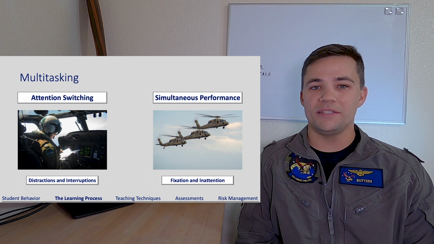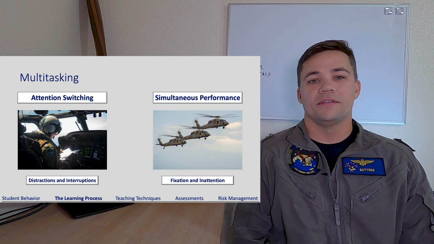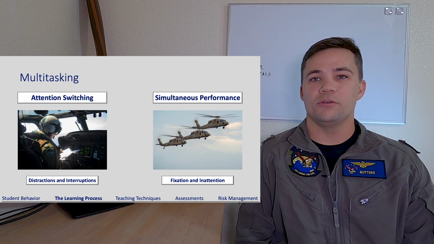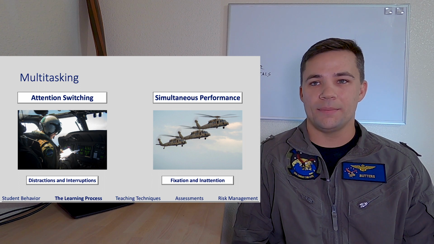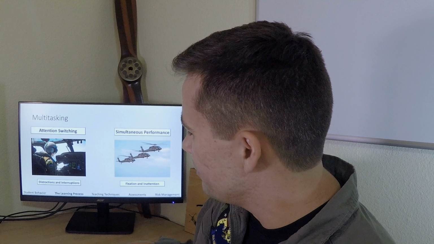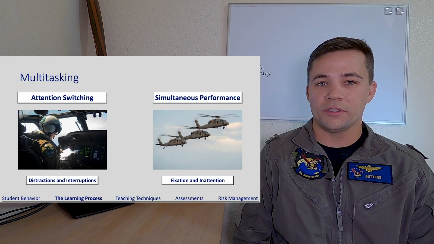When you are multitasking, or you think you're multitasking, or your student thinks they're multitasking, likely they're doing one of two types of behaviors that we associate with multitasking. One is attention switching, and the other is simultaneous performance. On the left here, we've got a picture of our student. They're running a checklist. They're in the aircraft. They're maybe getting set up for some type of maneuver, and they're working through the checklist.